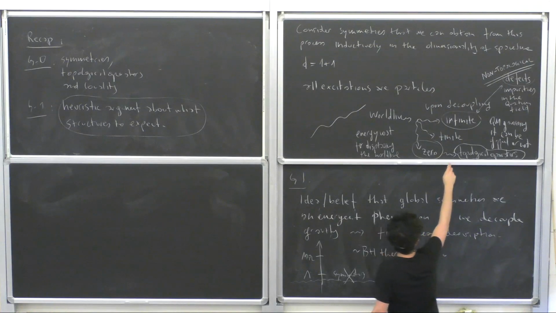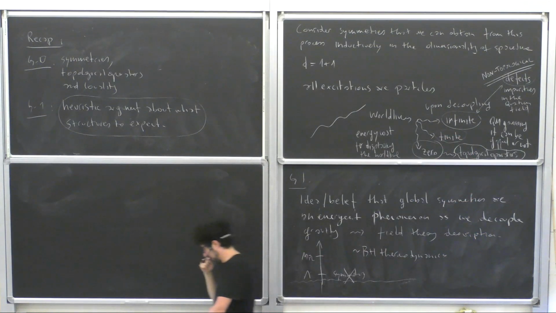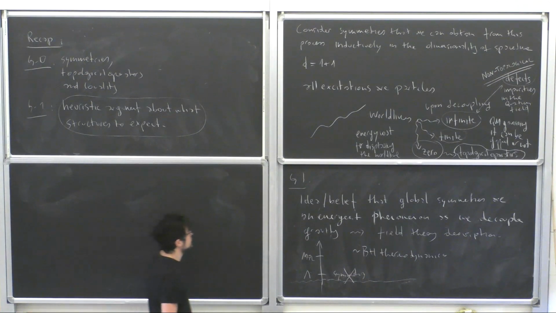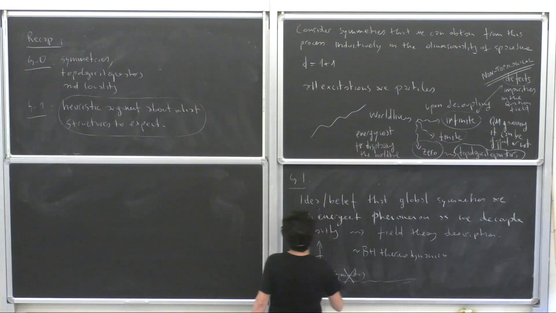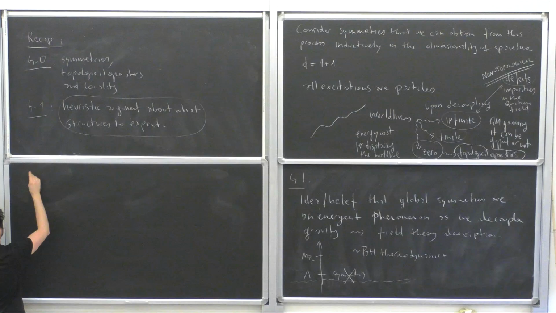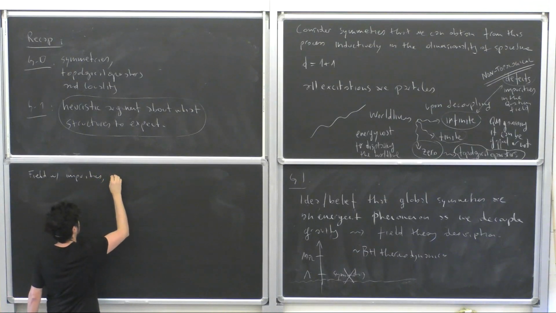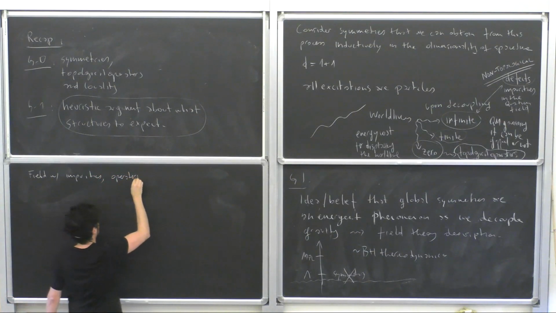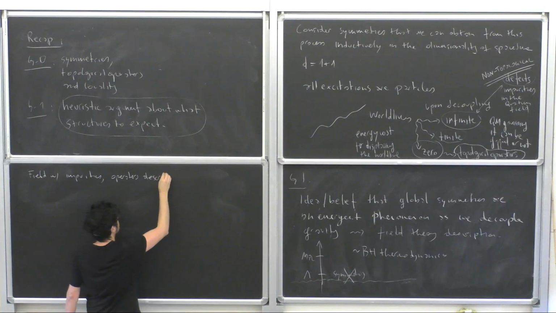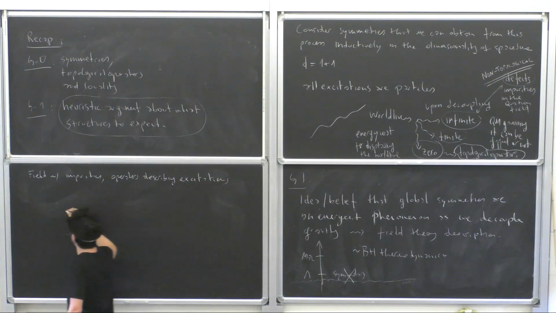The ones that are finite energy are typically the ones associated to excitations of the quantum field that we obtain. These are the dynamical excitations. So we end up with a field with impurities, operators describing excitations, and a collection of topological lines.